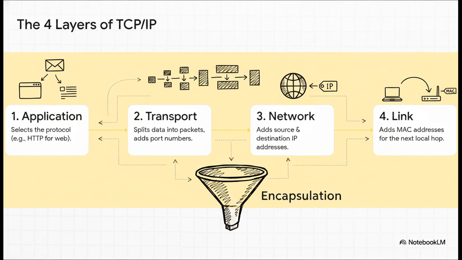Then, the transport layer chops the data into smaller packets. Next, the network layer slaps on the final destination IP address. And finally, the link layer adds the MAC address for just the very next hop on the journey. This whole process is called encapsulation.